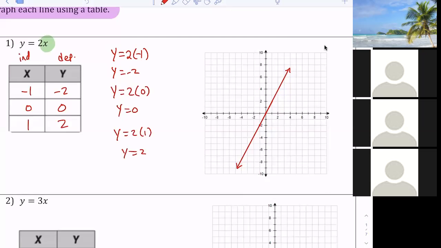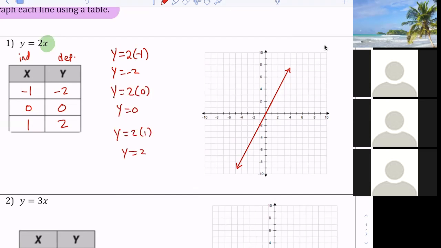I'm plugging -1, this -1, in for X. That's all. 2 times -1 is what? -2. 2 times 0 is what? 2 times 1. That's it. William, you good on that? All right? You're with me, right?